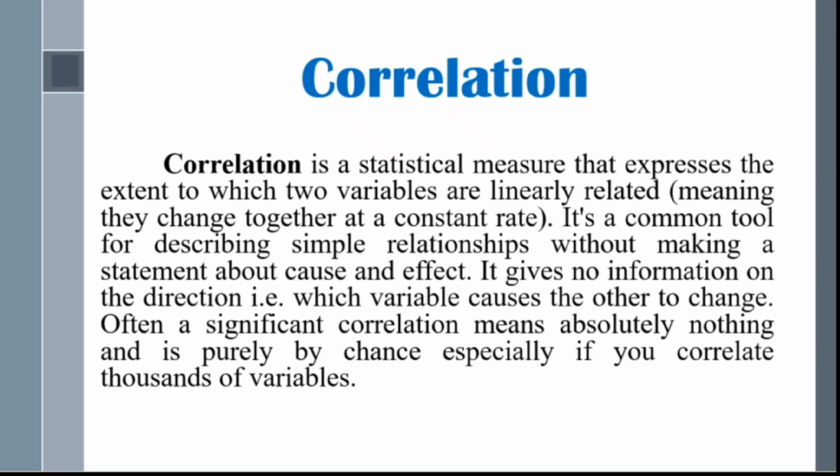Often a significant correlation means absolutely nothing and is purely by chance, especially if you correlate thousands of variables. The claim "correlation is not causation" means that just because two things correlate does not necessarily mean that one causes the other. Correlations between two things can be caused by a third factor that affects both of them. This sneaky hidden third wheel is called a confounder.